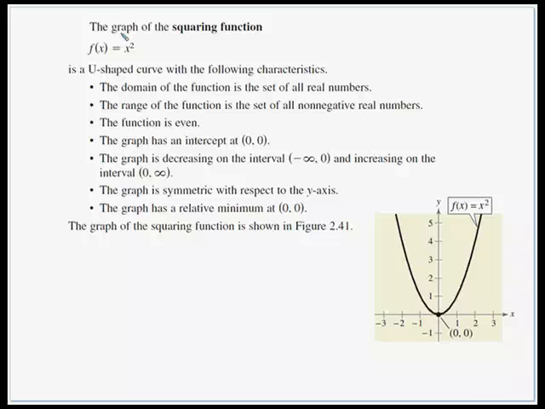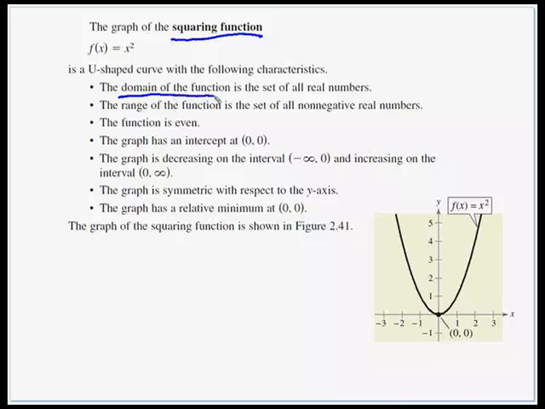Here we're going to talk about the squaring function, or f of x equals x squared. The general shape is a parabola. If it's positive x squared, it opens up. If it's negative x squared, it's going to open down. And let's talk about some other stuff here.